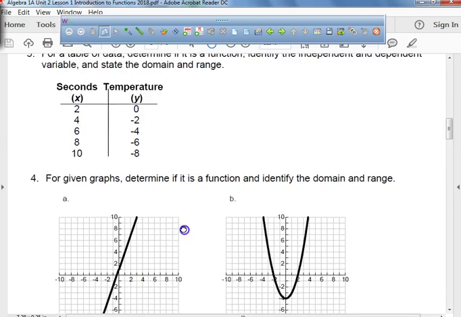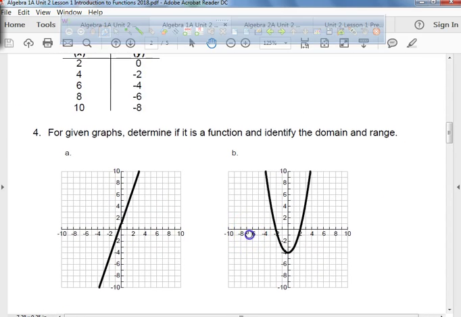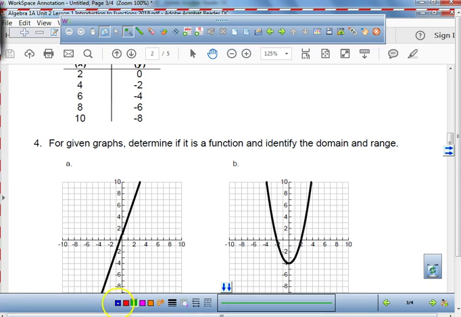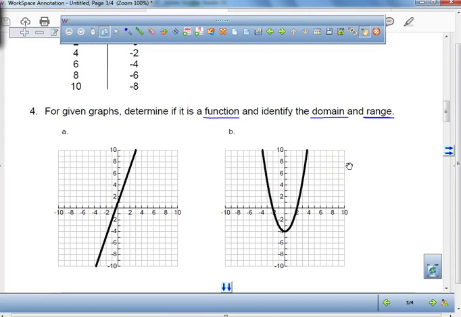Now what I'd like you guys to do right now is we're going to look at these two graphs. All right? This graph right here is to determine if it is a function and identify the domain and the range. Okay? Now, what did we say we could do for pictures? What do we call a certain test we can do to tell if something's a function or not? Not just the origin, no. We call it the vertical line test.